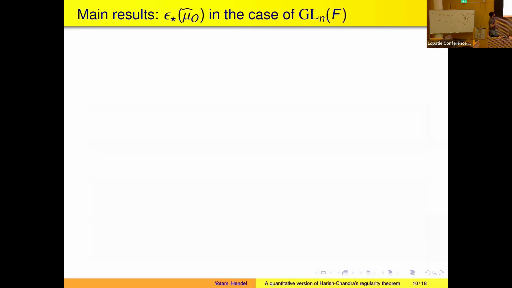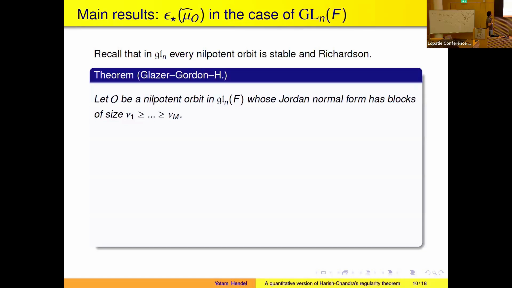Now, in the case of GL_n, all orbits are stable and Richardson, and we can actually explicate this integrability exponent and get some very nice numerical answers. So we get the following.